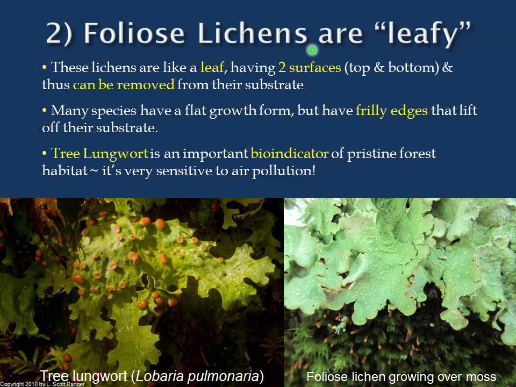Foliose lichens are leafy. These lichens are like a leaf, having two surfaces, a top and a bottom. They can be removed from their substrate. Many species have a flat growth form but have frilly edges that lift off their substrate. Tree lungwort is an important bioindicator of pristine forest habitat, and it's very sensitive to air pollution. You can see a picture of that tree lungwort in the left-hand picture. And then we can see a little bit more of foliose lichen growing over moss.